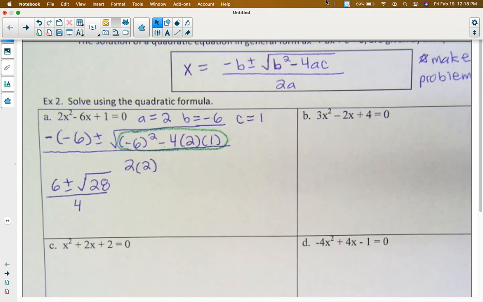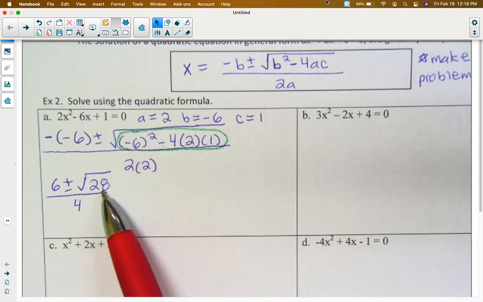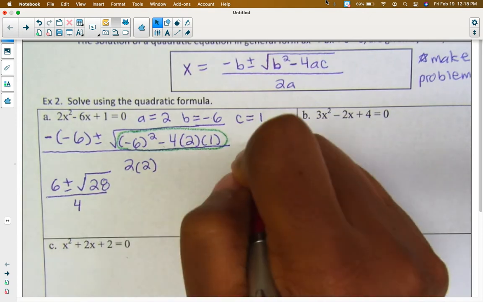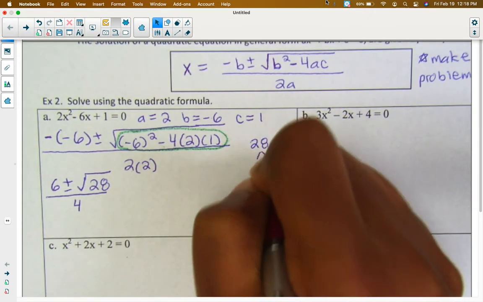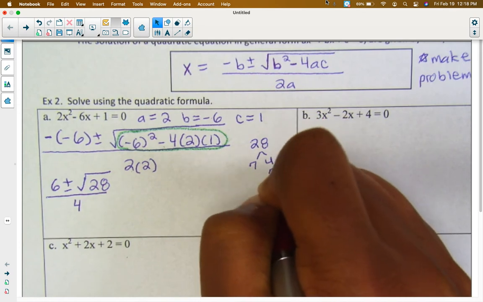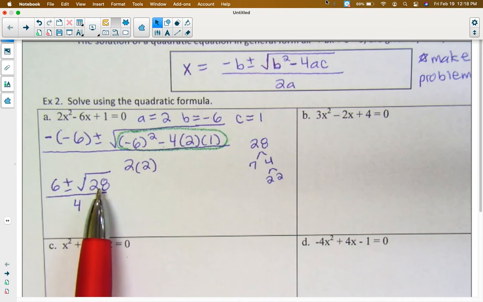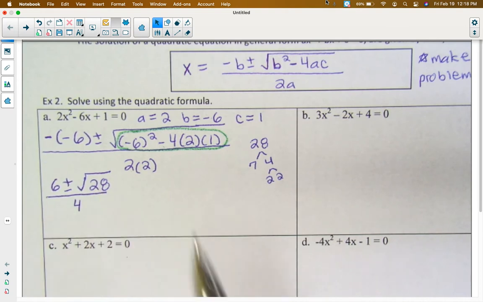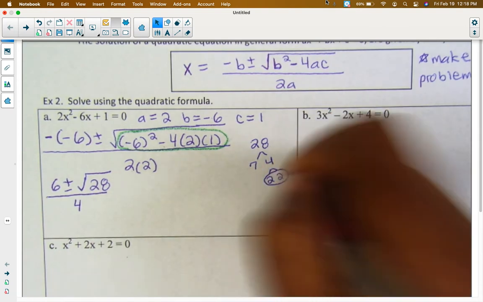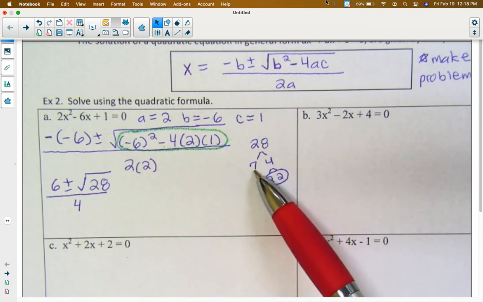Okay, we need to break down 28, so we need to simplify our radical. I'm going to do a factor tree for 28 off to the side. 28 is 7 and 4, 2 and 2. So off to the side, I'm doing a factor tree for 28 because I need to break that number down. So I can rewrite the square root of 28 as 2 square roots of 7.